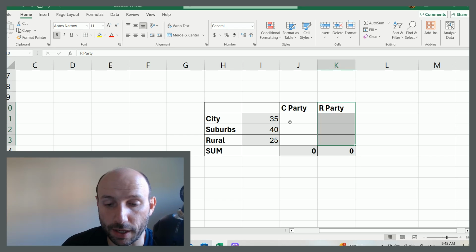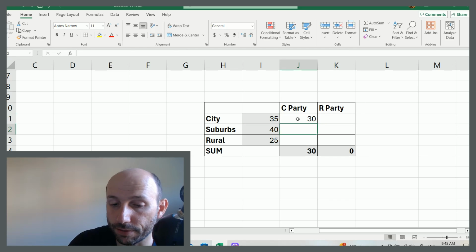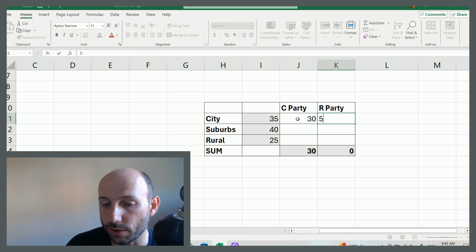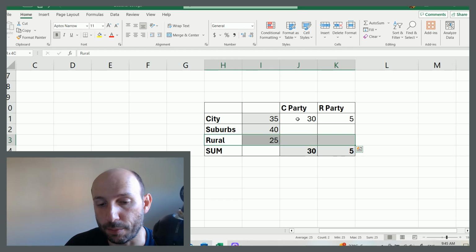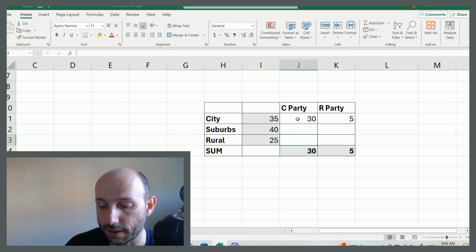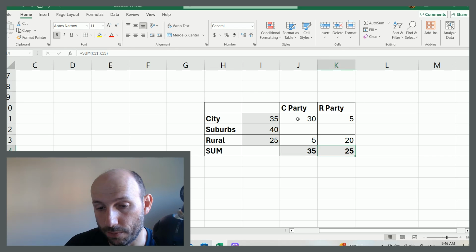So let's run some hypothetical numbers. Okay, so let's say there's an election, and out of the 35% of the population that lives in the cities, 30 of them support the city party, and only 5 support the rural party, as one would expect, right? And as for the 25% of the population that lives in rural areas, let's say only 5 of them support the C party, and 20 of them support the R party. Okay, so what do you have right away? Right, you have the C party has 35% of the vote, and the R party has 25% of the vote.